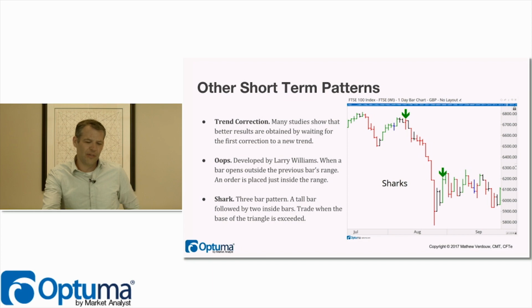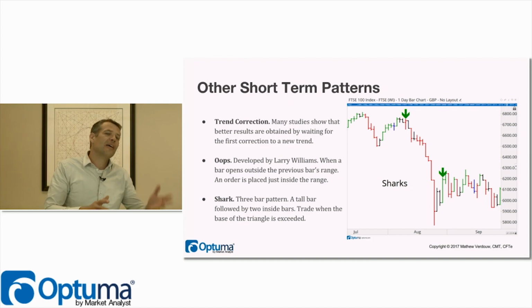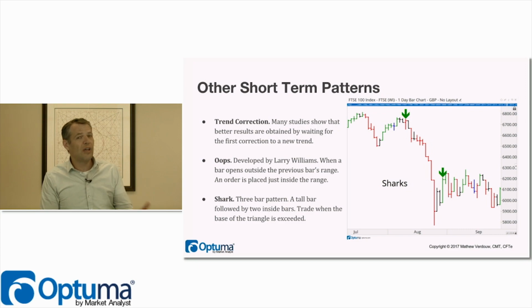Oops was an idea developed by Larry Williams, and it's really, again, when the bar opens outside the previous bar's range, like that opening gap. We talked about the opening gaps and the opening gaps getting filled. Well, Larry Williams would basically say, it's almost like the market goes, oops, didn't mean for that to happen, and comes back. So when he saw that type of event, he would have an order just above the low. When the price goes back inside the range of the previous bar, the order's triggered, and there's some nice short-term trade there.